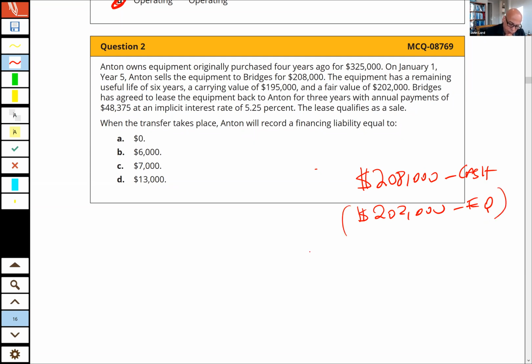Well, that difference we said is equal to a liability. And so we'd have to go ahead and credit that liability for $6,000. Okay. I'm not sure why D was coming in. Maybe you were calculating a gain or something. Okay. Question.